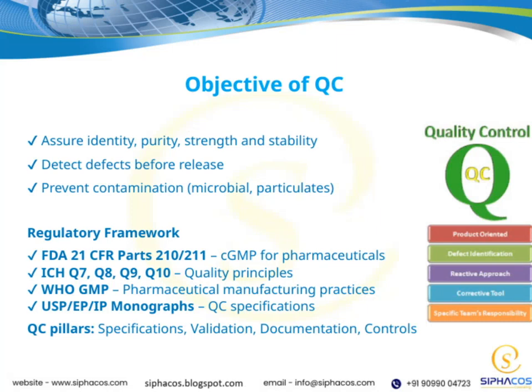Let's start by discussing the main objectives of quality control, or QC. The primary goal is to ensure that our products are consistent and safe for use. This means verifying their identity, making sure they are pure, have the correct strength, and remain stable over time. By doing this, we can confidently confirm that the product meets the required standards before it reaches the customer.